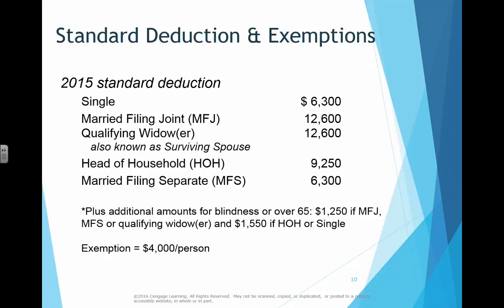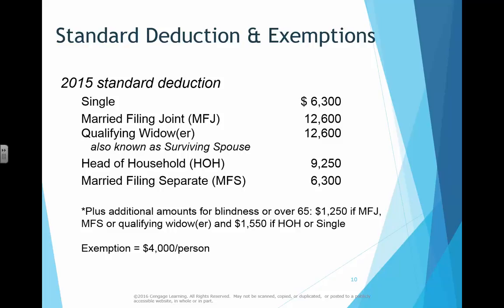So I've got a single man, a lovely guy. He's a retired forester up in Alberton. And he's probably 80 now. He's not blind. What's his standard deduction? You can go ahead and just look at this data here. $1,250 if married filing joint, married filing separately or qualifying widower, and $1,550 if head of household or single. So my 80-year-old retired forester, not blind, what's his standard deduction? $7,850 is correct.